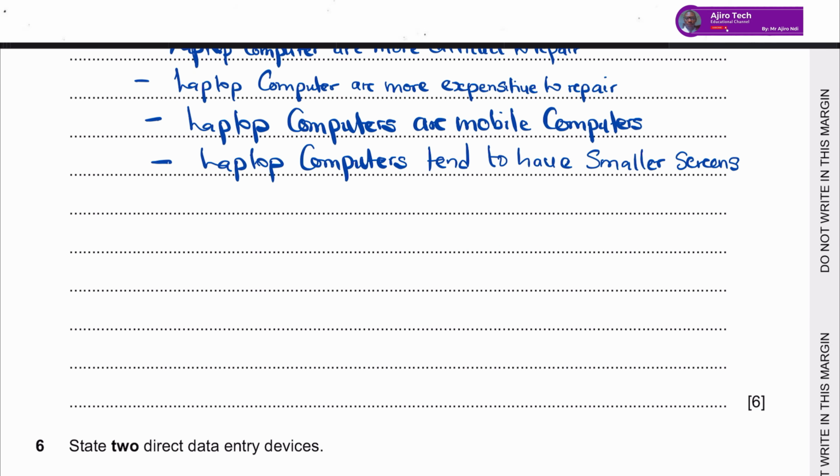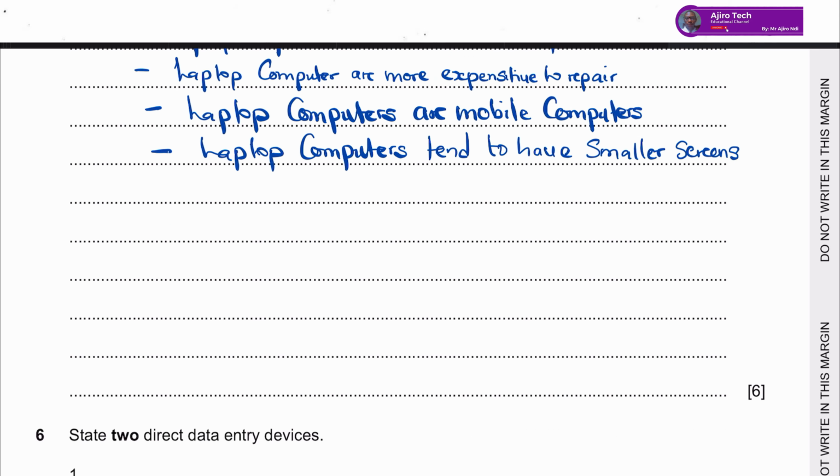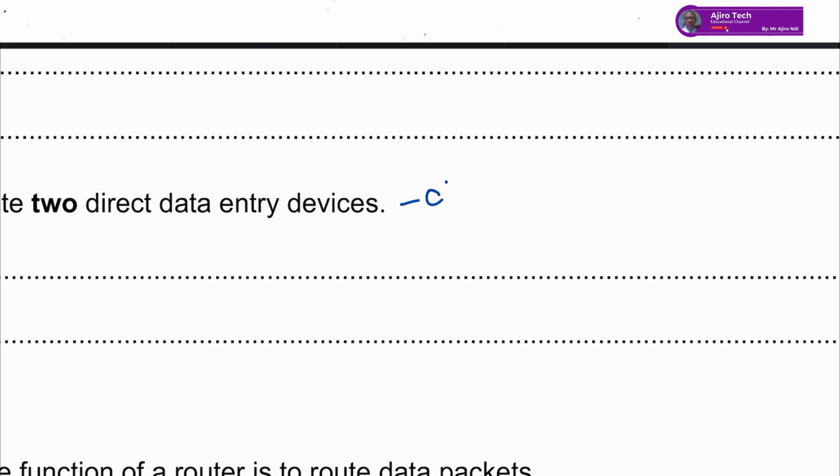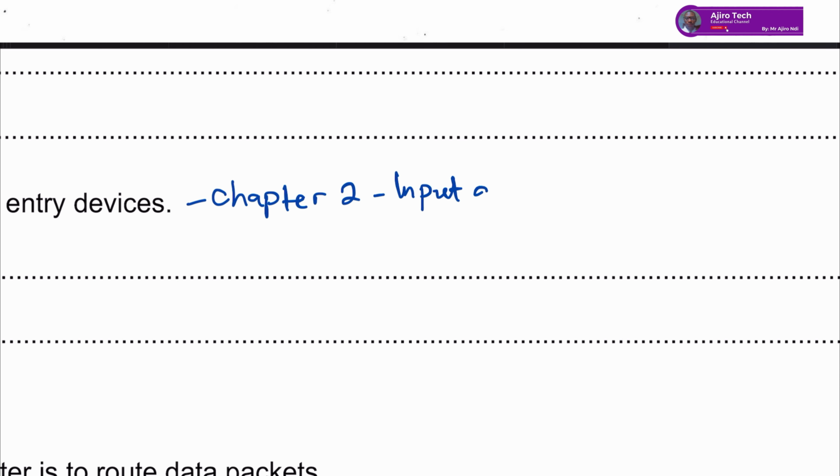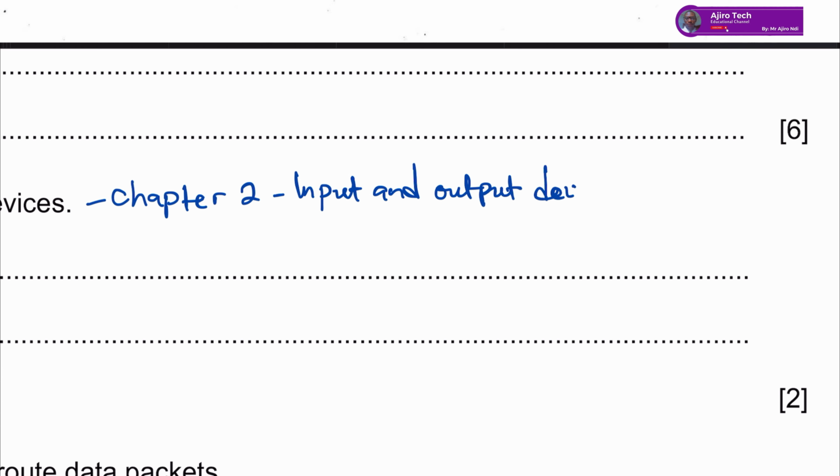Okay, so this is 6 point. All right, stage 2, direct data entry. So you see this in chapter 2, where we talk about the inputs and output devices. Okay, so let's look at it.